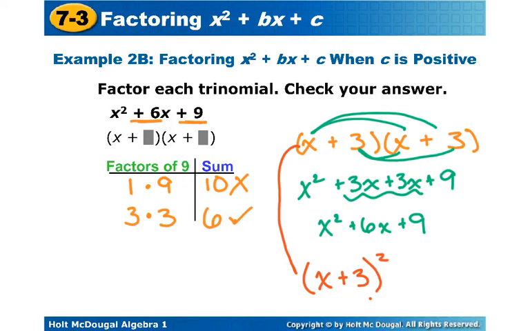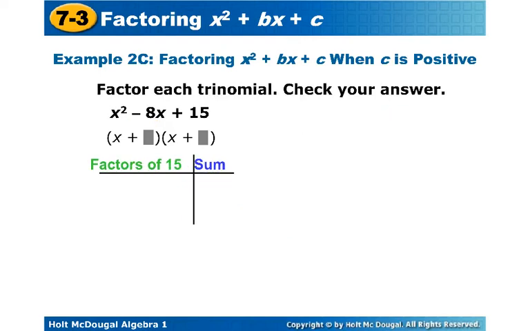All right, let's look at another one. So I have x squared minus 8x plus 15. Looking at the last term, it's positive, meaning I need signs of the same number, meaning either 2 positives or 2 negatives. So then I look at my middle term. It's negative now, meaning I need 2 signs that are going to end up being negative. So this part right here is not correct. It should be 2 negatives.